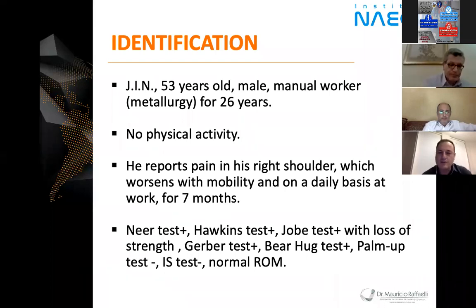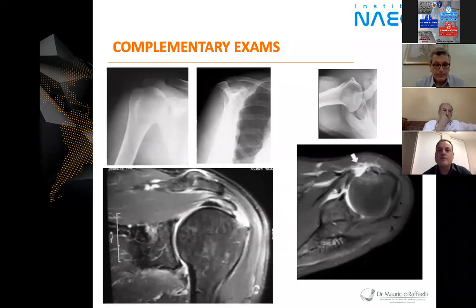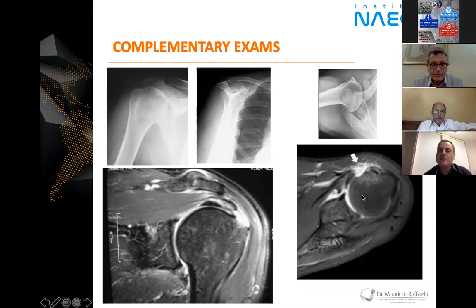Gerber test positive, bear hug test positive, palm up is negative, infraspinatus test was negative, and this patient has normal range of motion. And these are this patient's exams. You cannot see much difference in the X-ray, but you can see a big lesion of the supraspinatus and a retraction lesion of the subscapularis too.